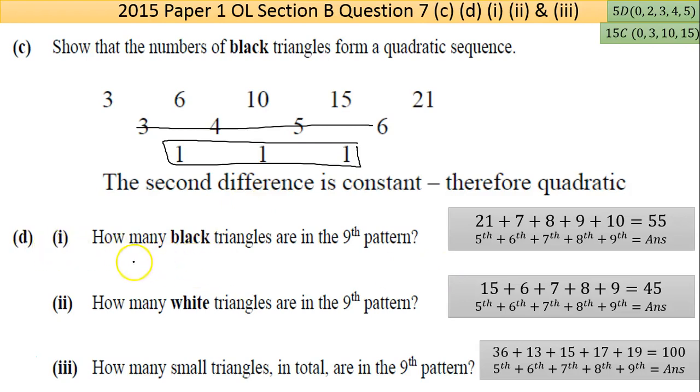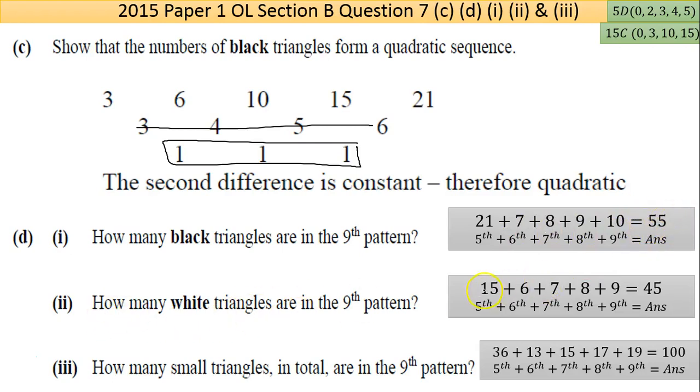How many black triangles are in the 9th pattern? I just kept the pattern going. I could have given the actual numbers, but it's going up by 7, then 8, then 9, and then 10. So you can just add those numbers. The number of black triangles in the 9th pattern will come out to be 55.